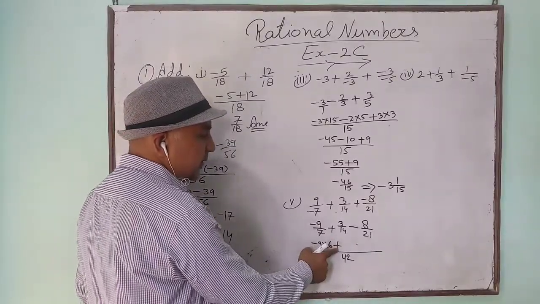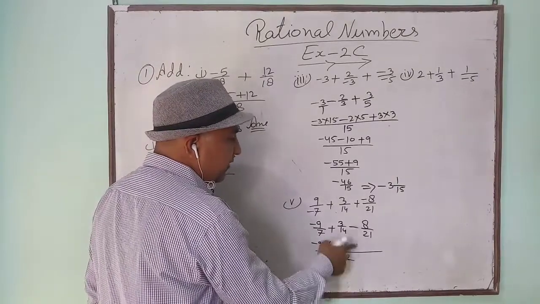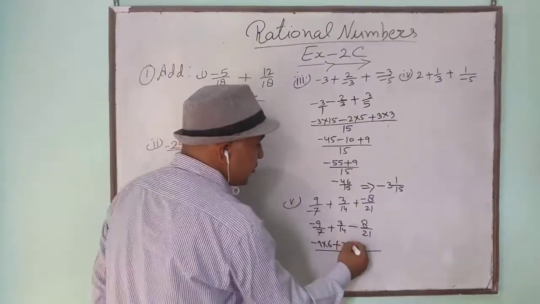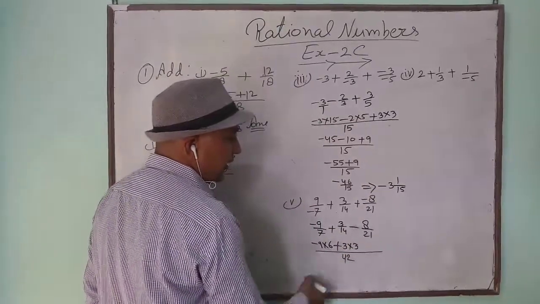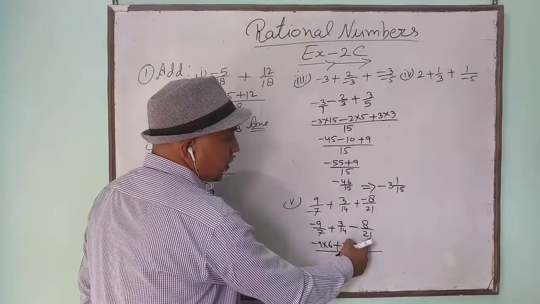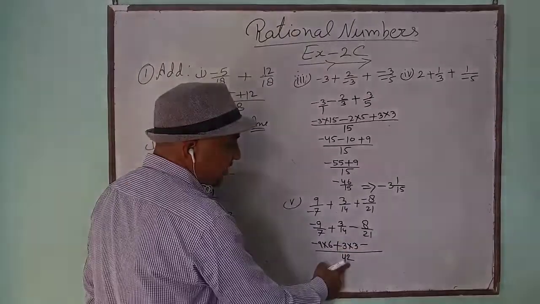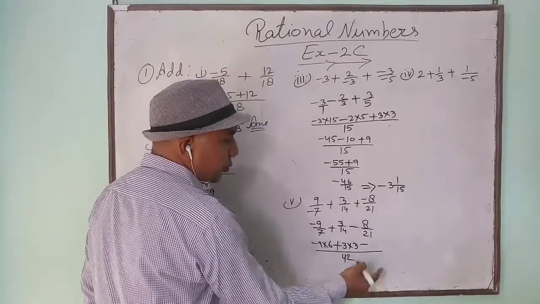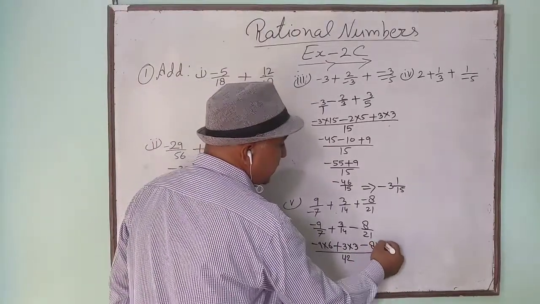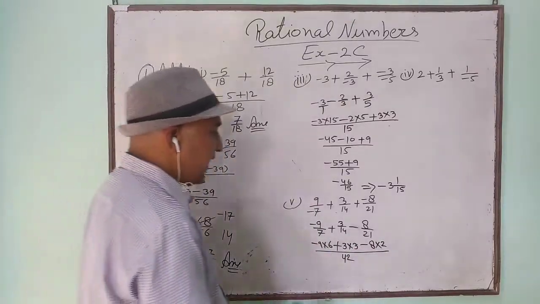Now plus is here. 14 dividing 42 comes 3. 3 will be multiplied with the numerator. So you can write here 3 into 3. Now this minus sign is here. Now the denominator divides the LCM. Means 21 will divide 42. Coming 2, that 2 will be multiplied with the numerator. Means 8 will be multiplied by 2. Now solve and get your answer.